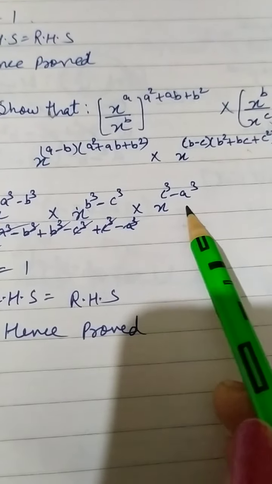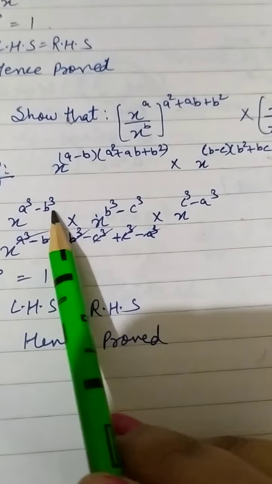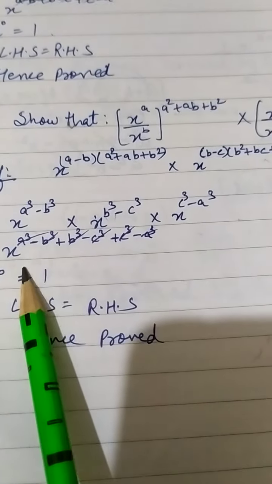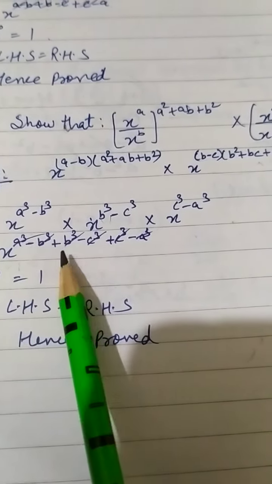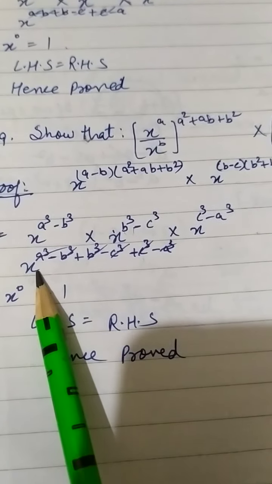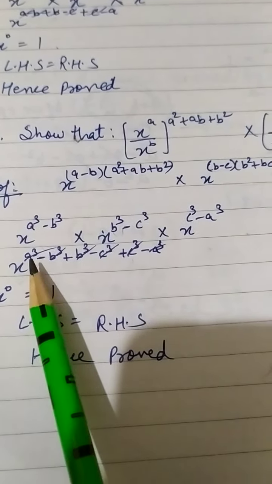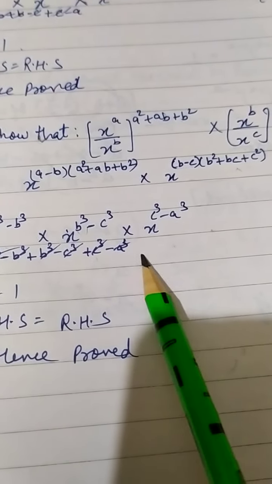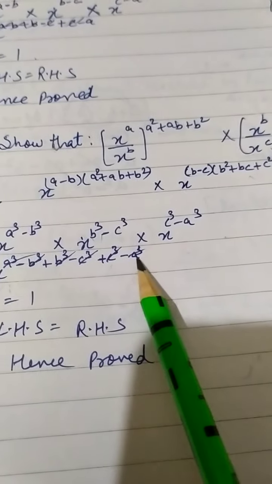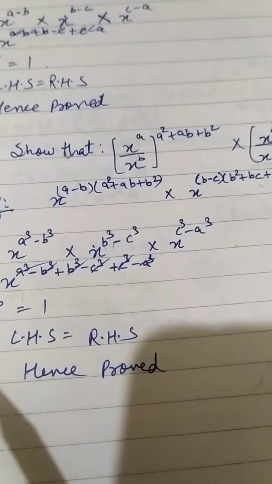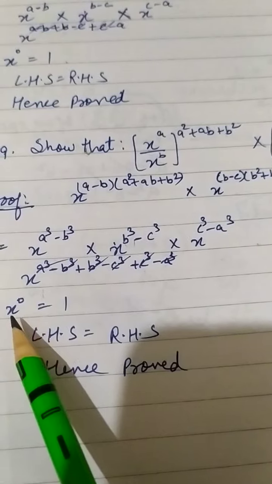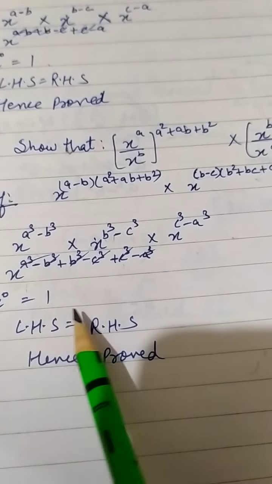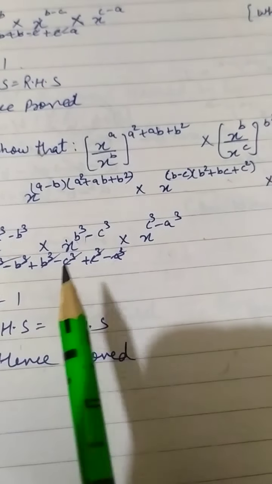So once again we have to apply the law that if bases are same and powers are in multiplication, we apply law 1, in which we add the powers. x raised to the power a cube minus b cube plus b cube minus c cube plus c cube minus a cube. This whole will be cut because of opposite signs, and what is left? x raised to the power 0 is equal to 1. Hence we have proved that LHS is equal to RHS.